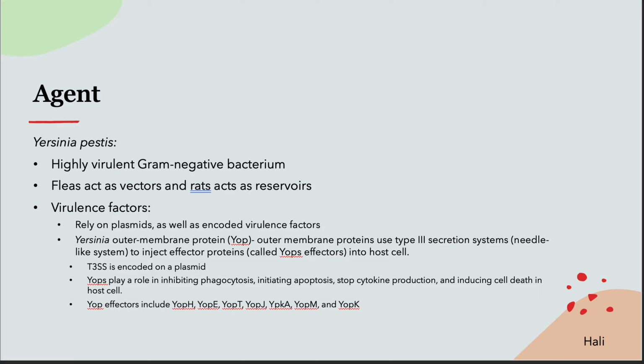T3 secretion systems are encoded on plasmids, and YOPs play a role in inhibiting phagocytosis, initiating apoptosis, stopping cytokine production, and inducing cell death in the host cell. And these are some of the YOP effectors.